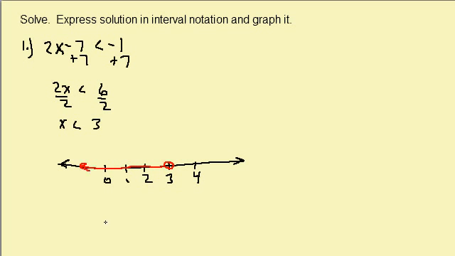to the left. Now let's write our answer in interval notation. So it's everything coming from negative infinity all the way up to 3. And we use a parenthesis because the 3 is not included.